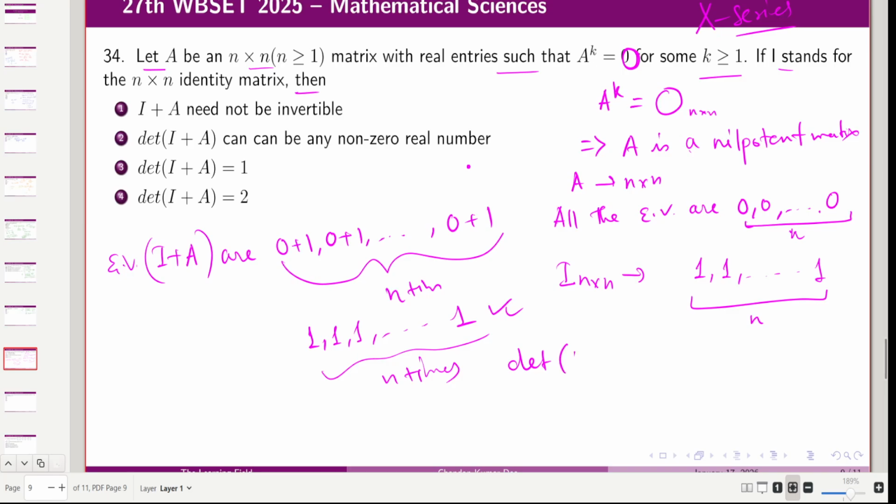That means the determinant of I plus A is strictly equal to 1, because all the eigenvalues are 1, and determinant means the product of eigenvalues. So the first option says that I plus A need not be invertible. No, it is obviously invertible because all the eigenvalues of I plus A are non-zero.